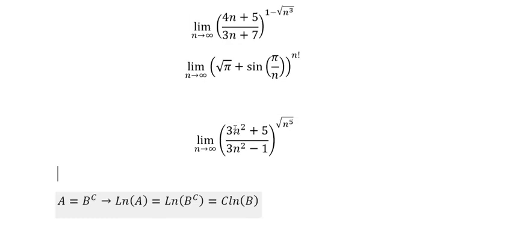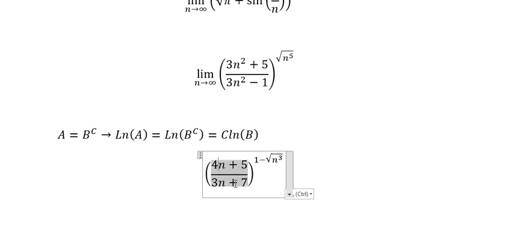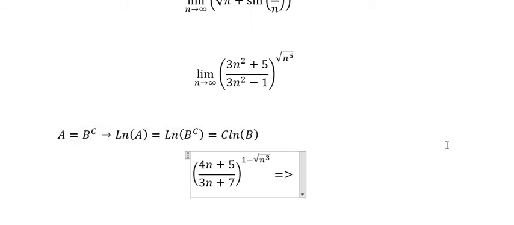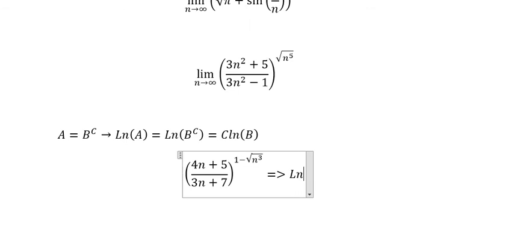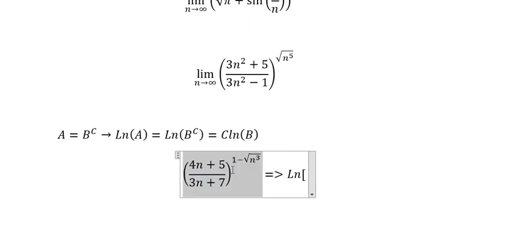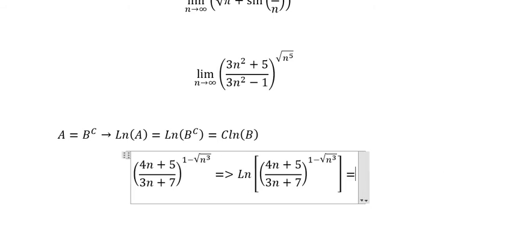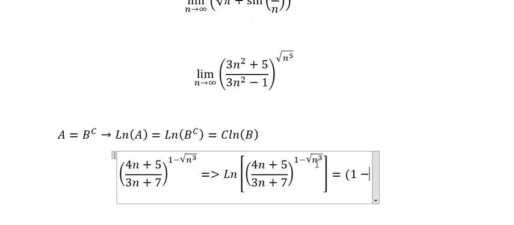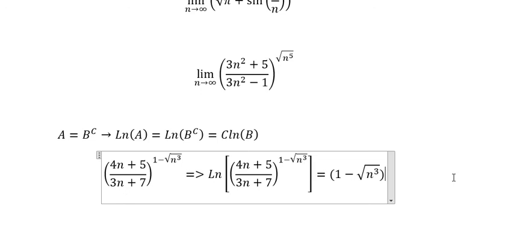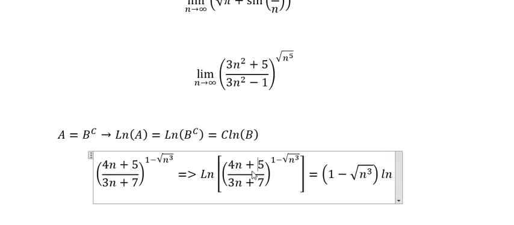So we will use the first question in here to illustrate. So we have b is about this one, c is about this one. So if we use this technique in here, we will take the logarithm of this function. And we go about 1 minus the square root of n to the power of 3 multiplied with the logarithm of this one.